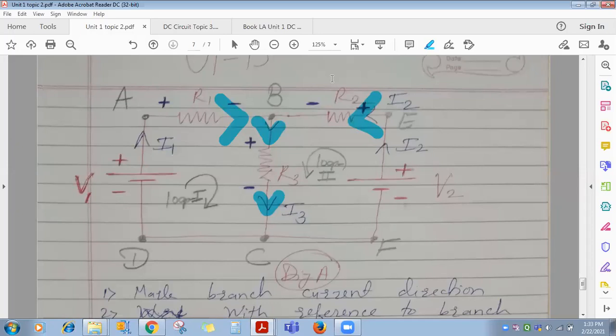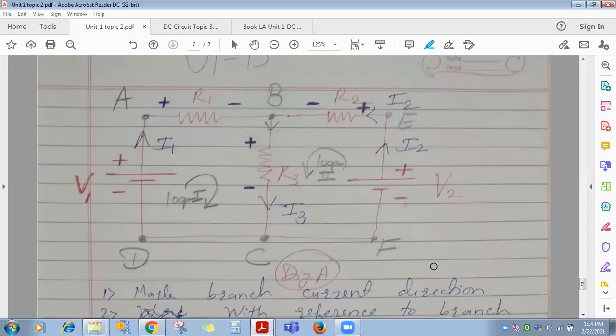Now you tell me, suppose I2 is not anti-clockwise and I show it clockwise, then what will be the value of I3? It will be different. I3 is equal to I1 minus I2. Right? Is this clear? Okay. So what is the first step?